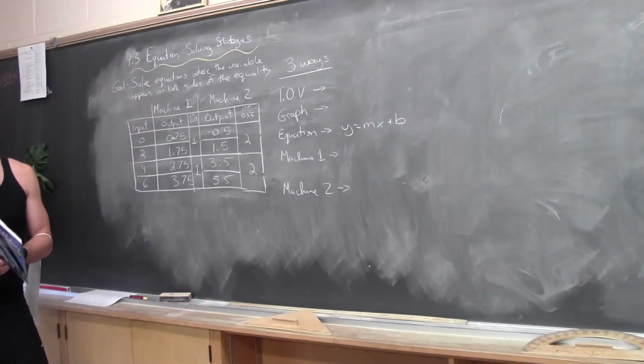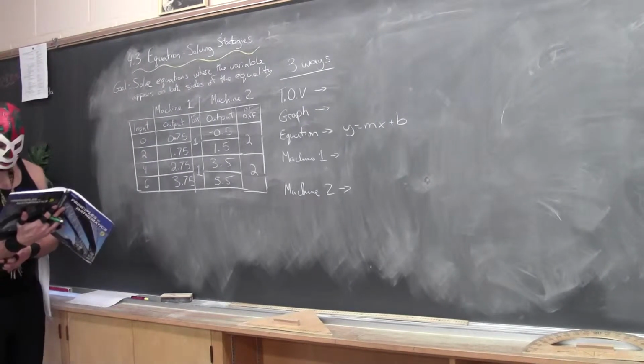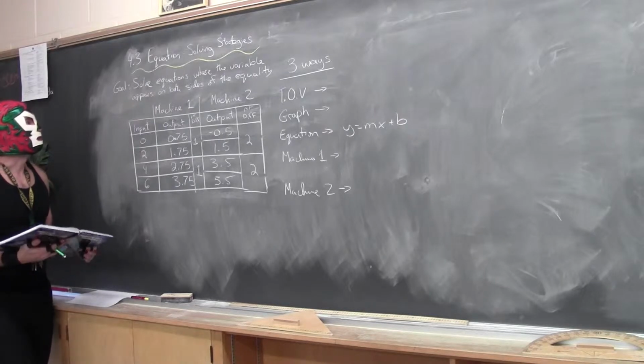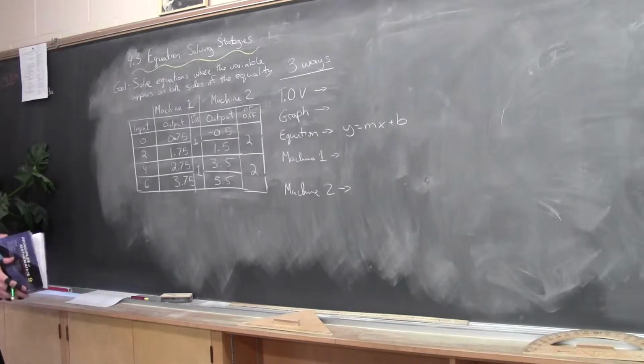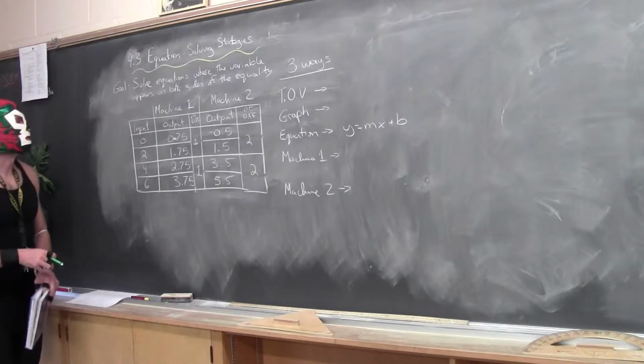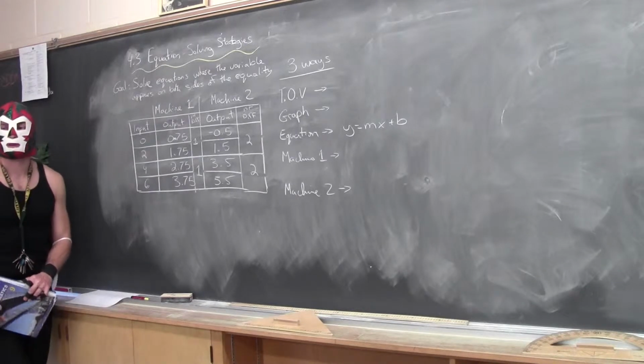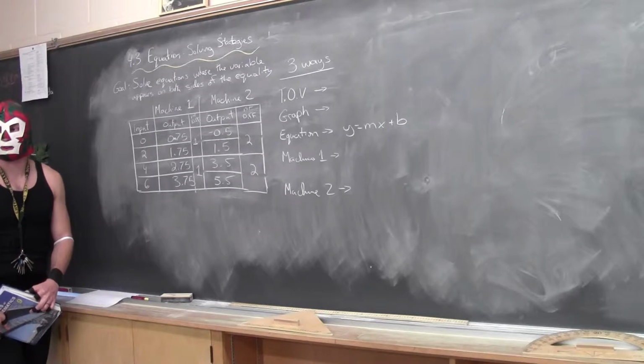All right, section 4.3 in your textbook, page 213. We're looking at equation solving strategies. So the goal of this section is to solve equations where variables appear on both sides of the equality. We haven't really seen that too much so far.